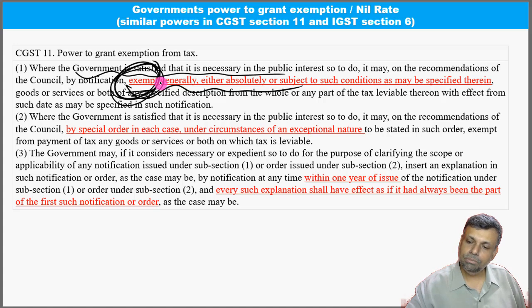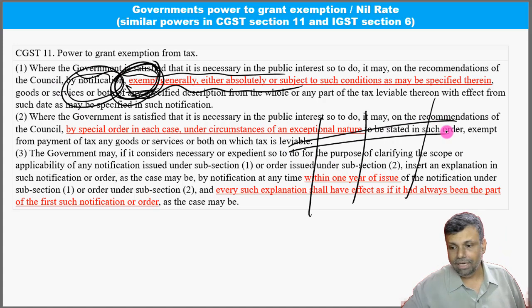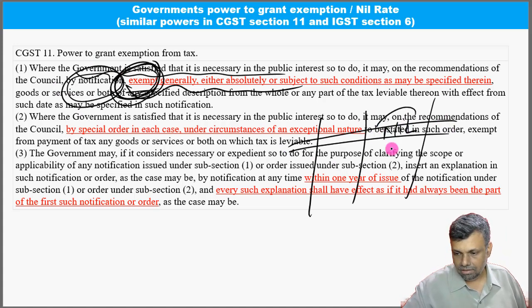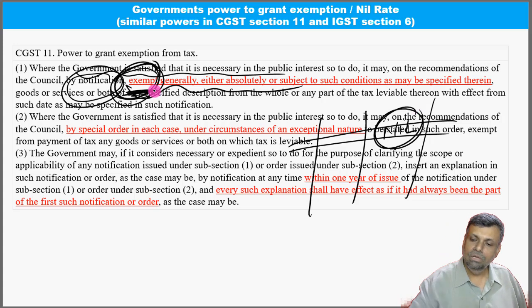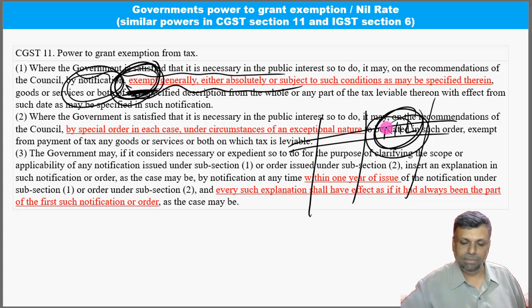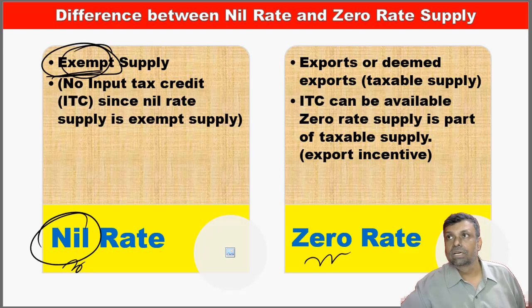But if you see these notifications, friends, in the notification there are columns like this, and in the rate column they say that this is nil. So from that exempt notification, the word nil comes into the picture, and this is how nil rate has become famous. So either you call it an exempt or you call it a nil rate. It is one and the same. So don't confuse yourself about what the difference between nil rate and exempt is. They are one and the same.